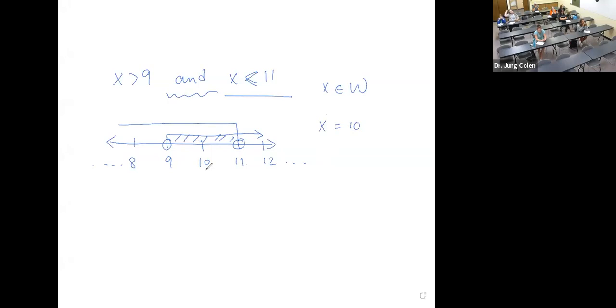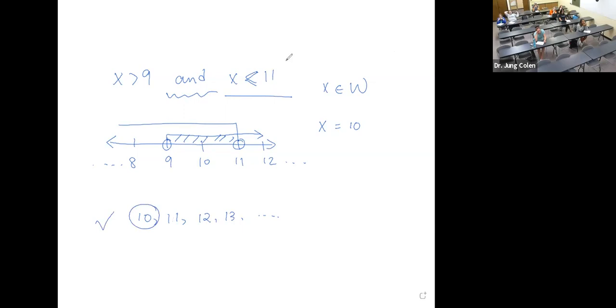If you want to think about a different way, you can list the numbers for x greater than 9, like 10, 11, 12, 13. Then look at the next sentence: x is less than 11, which leaves only 10. So you can find that too. Always think about more than two ways. All right, how about the last one?